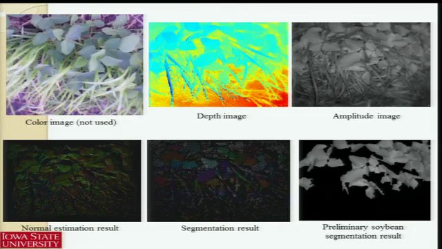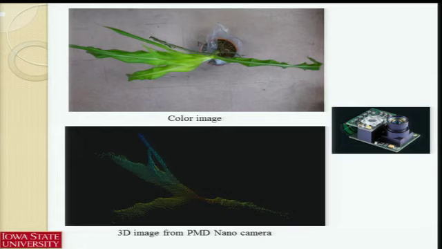It's not perfect yet, but as you can tell, so far we have had quite good success at this stage to extract those leaves. And right now we are also using this newer version of the time of flight camera. It's called PMD-90. It's rather small, just about that size.